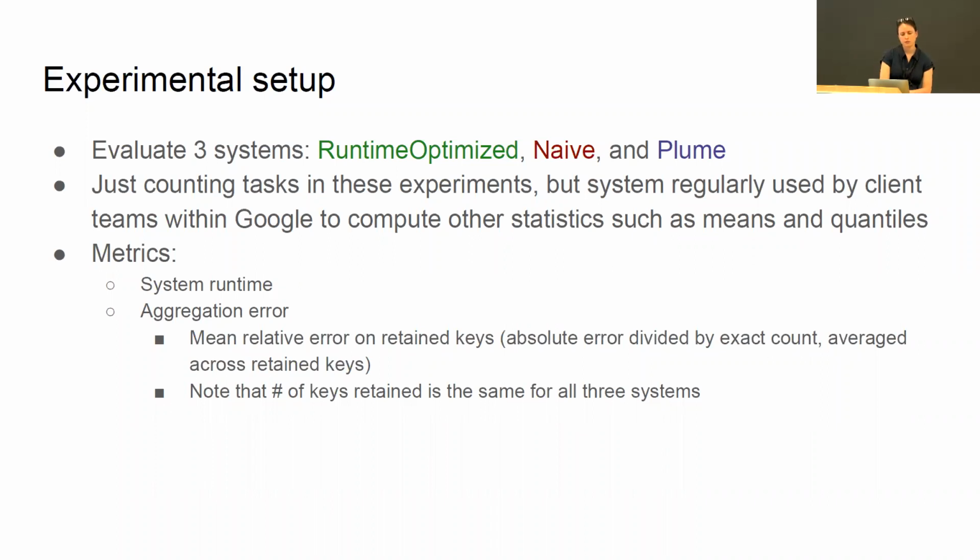The experiments I'll show are just simple counting tasks, but the Plume system, again, is regularly used for some other types of statistics. The two metrics we'll look at are system runtime and aggregation error. Aggregation error is going to be mean relative error on keys that make it through the key selection phase. The reason we only look at these keys is because all three systems do the same thing for key selection, so they should end up with the same set of keys.